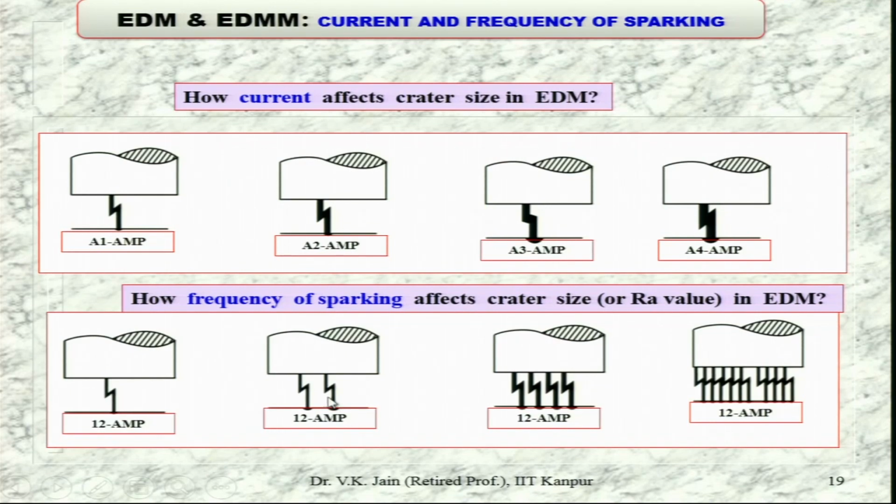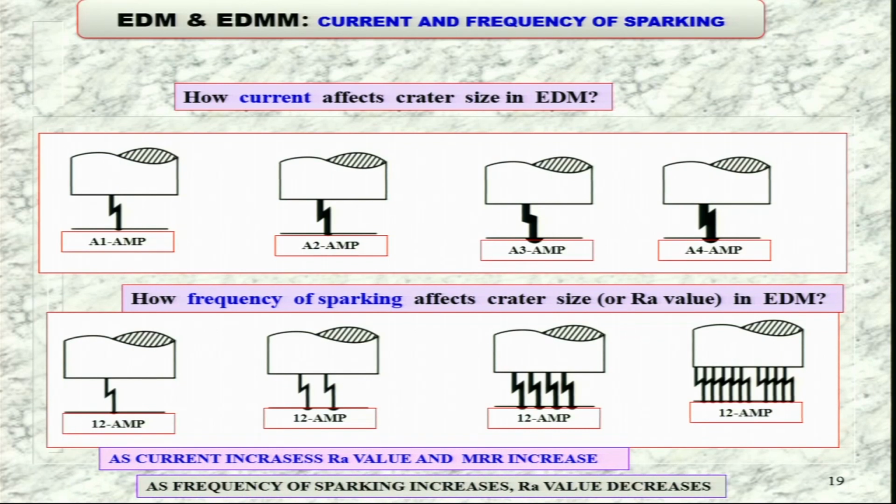with single frequency. At 2 frequency, size of the spark is decreasing. As you keep increasing the frequency, crater size keeps on decreasing. So, it simply means that surface finish will improve if the frequency of sparking is increased. So, as current increases, Ra value and MRR increase. As frequency of sparking increases, Ra value decreases, as we can see over here.